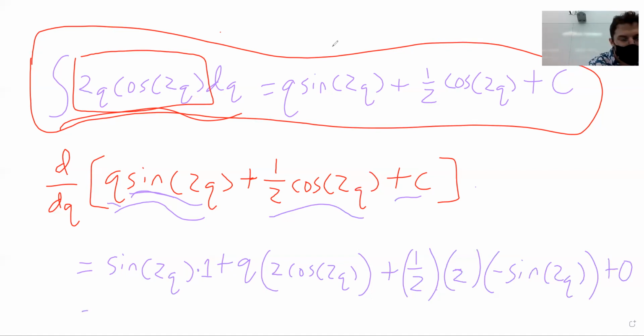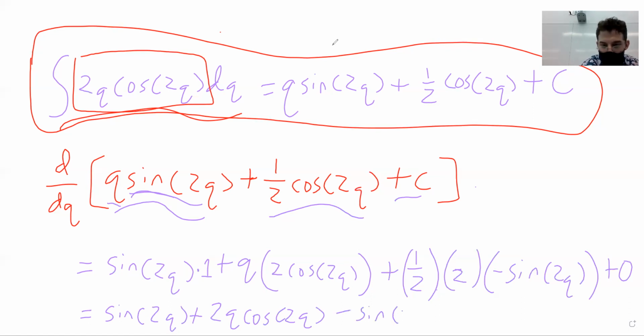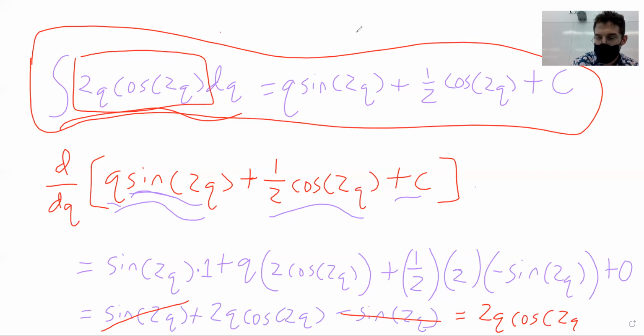Okay. So in simplifying this, we get a sine of 2Q plus 2Q cosine of 2Q. 1/2 times 2 is 1, times minus, so minus sine of 2Q. And then what's going to happen? Sine of 2Q and minus sine of 2Q cancel out. And we're left with 2 cosine of 2Q. And victory is ours. So any questions?